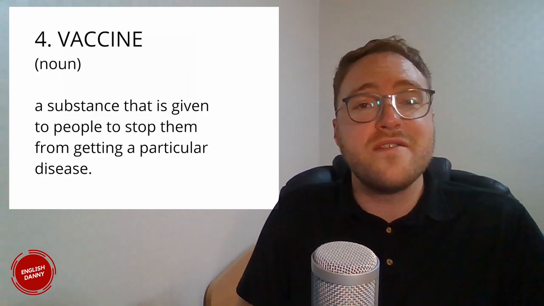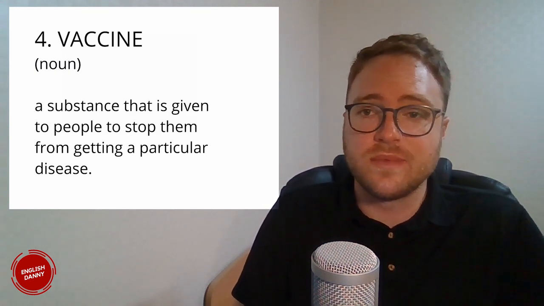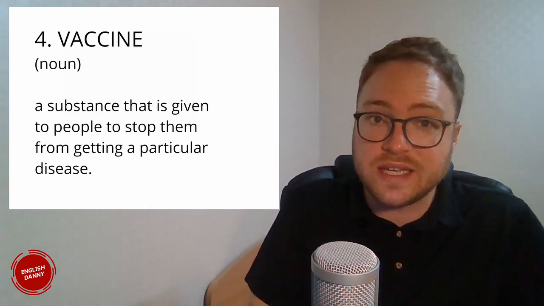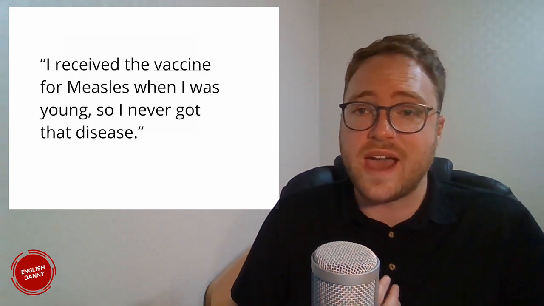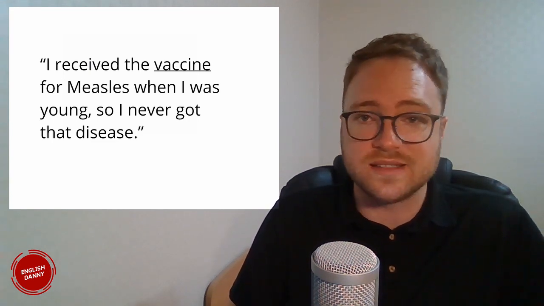Number four, vaccine. This is a noun, and the definition is a substance that is given to people to stop them from getting a particular disease. For example, there is a vaccine for many diseases, such as polio, chickenpox, and measles. The vaccine prevents the person from getting those specific diseases. Let's use it in a sentence. I received the vaccine for measles when I was young, so I never got that disease.